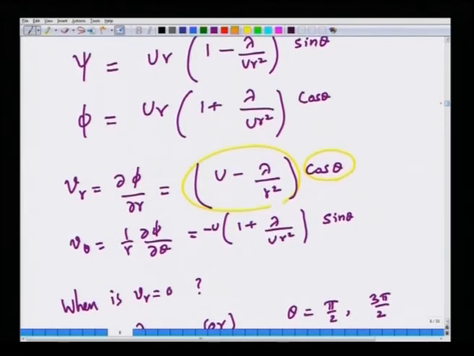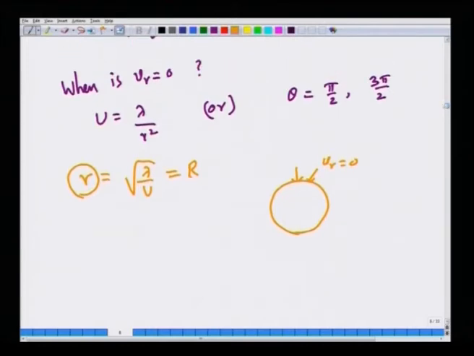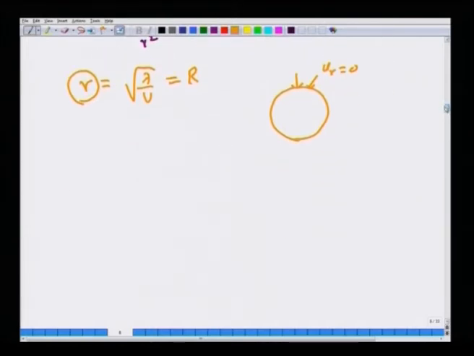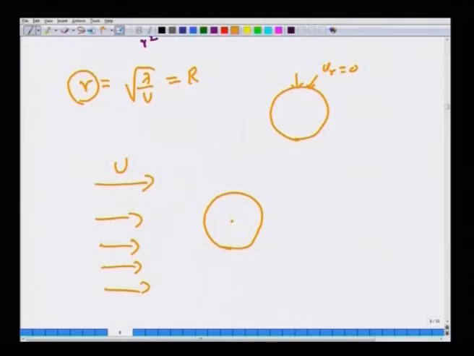You can also look at the psi value when r is equal to the square root of lambda by u, and you will see that the stream function value is 0. So, that is a line of constant stream function, which is essentially a streamline. It is a circle. So, it is almost like flow past a circle, which is essentially 2D flow past a cylinder. Okay. So, by superposing a uniform flow with a doublet at the origin, we have simulated potential flow past a circle or a cylinder.